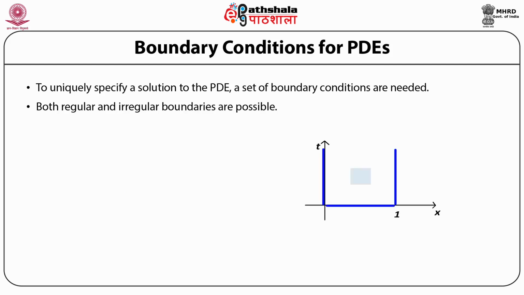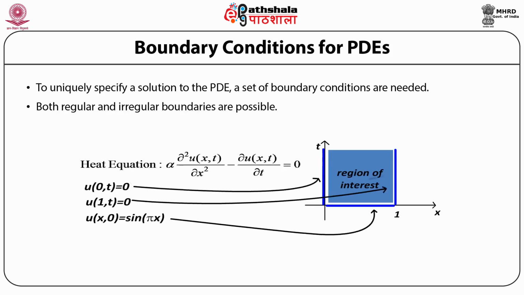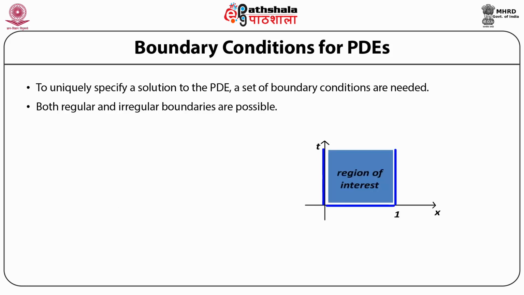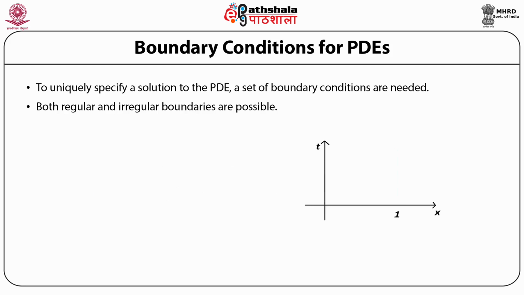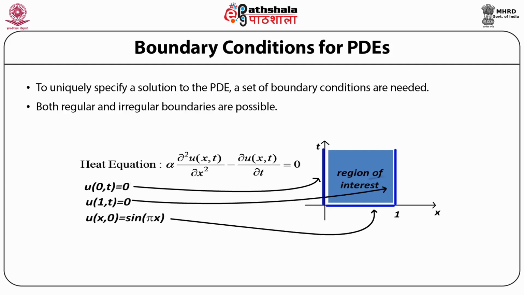That means at all times there is no change in the temperature u. Then u of 1 comma t is equal to 0. That means the temperature at the other boundary, x equal to 1, the extreme boundary, is equal to 0, provided it is actually 0. If it is changing, then you will have to take those terms into account. Then u of x comma 0 is equal to sine pi x, which is the bottom line. That means you are telling what the initial function is at time t equal to 0.